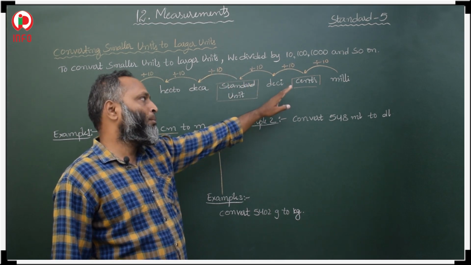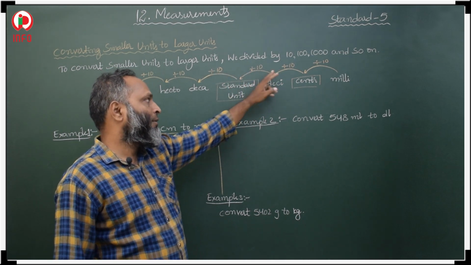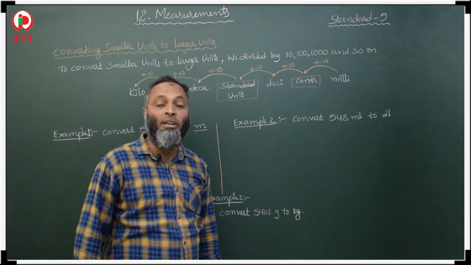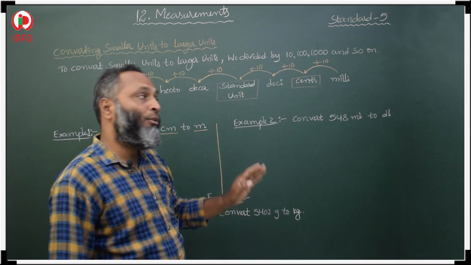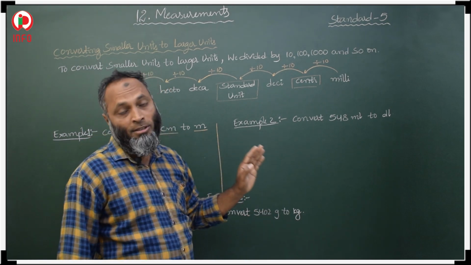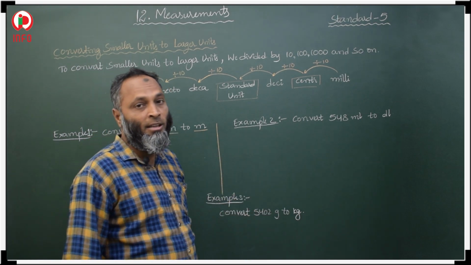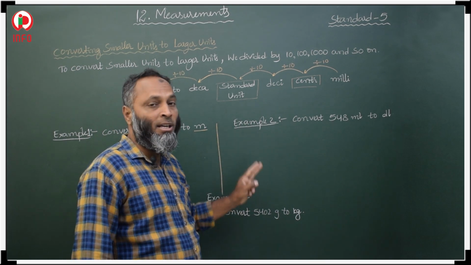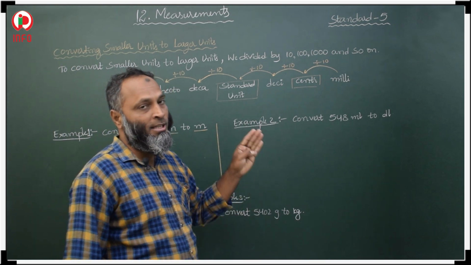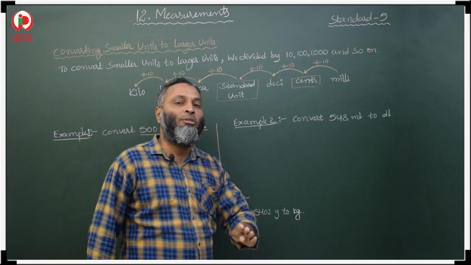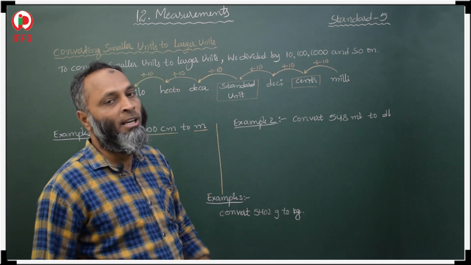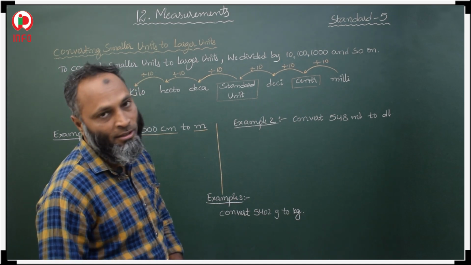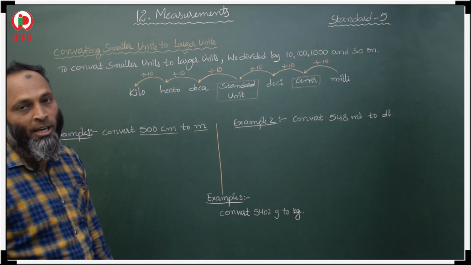If we are moving two places from right to left, we should divide by 100. Move two places, divide by 100; move three places, divide by 1000; move four places, divide by 10,000. In this way we should divide. From which number should we divide?